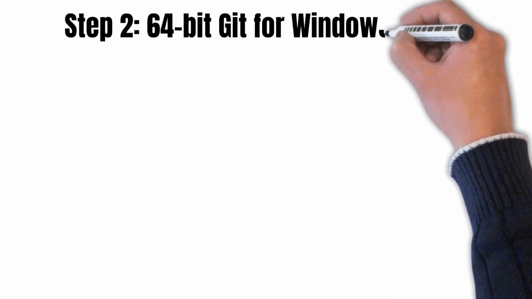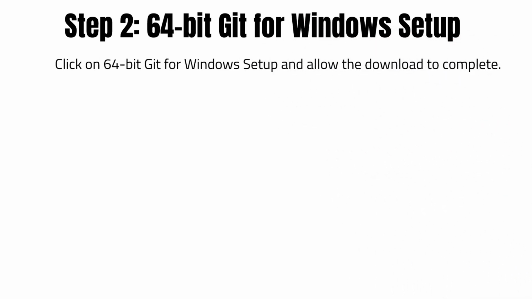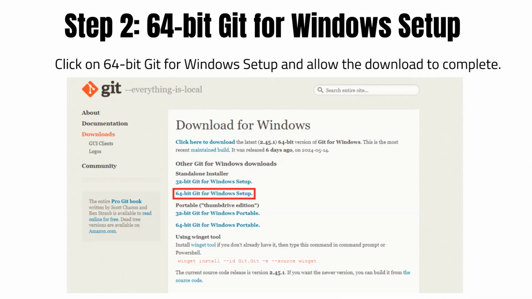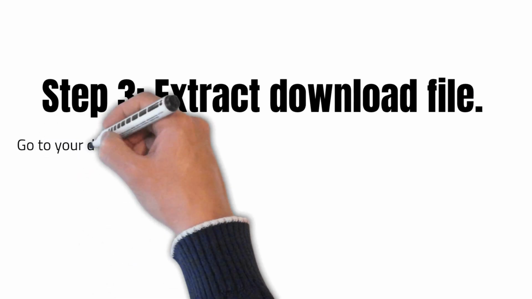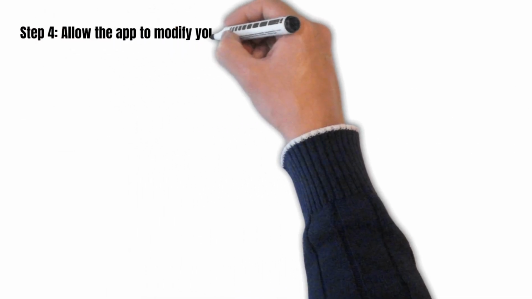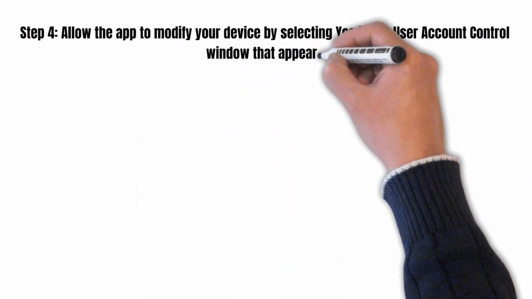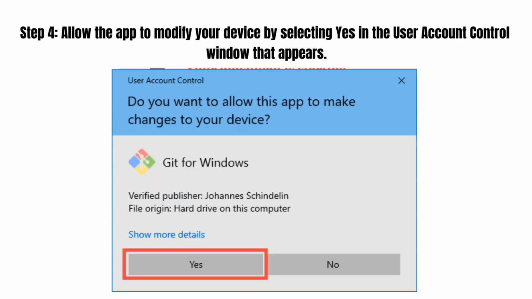Step 2. 64-bit Git for Windows setup. As you've seen on screen. Step 3. Extract download file. Go to your download location and double-click the file to launch the installer. Step 4. Allow the app to modify your device by selecting Yes in the user account control window that appears.